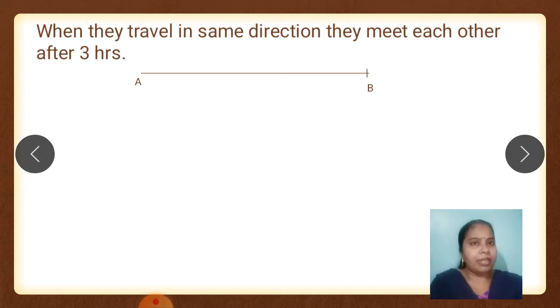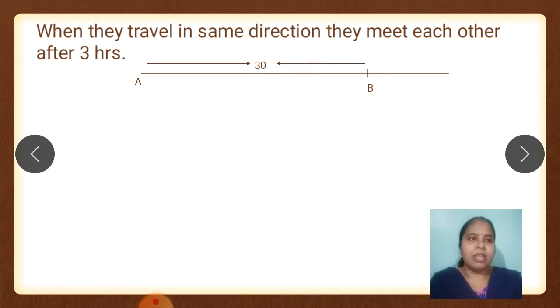Now look at the second condition. When they travel in the same direction, they meet each other after 3 hours. Now same direction means what? He will also travel here and B will travel here. Somewhere here they will meet each other after 3 hours. Okay. Now see this. A is traveling in this direction. What is the distance between both of them? That is not changing. That is how much? 30 only.